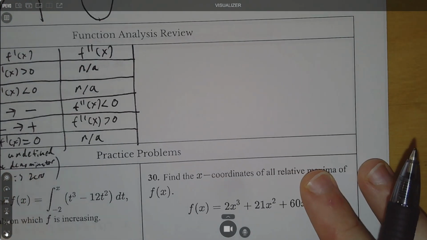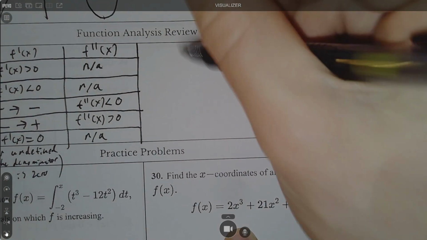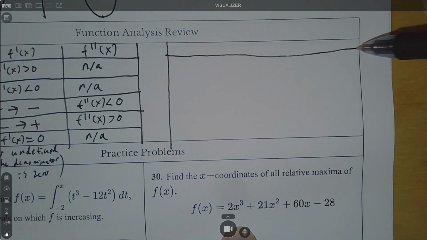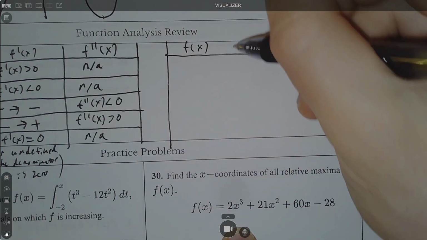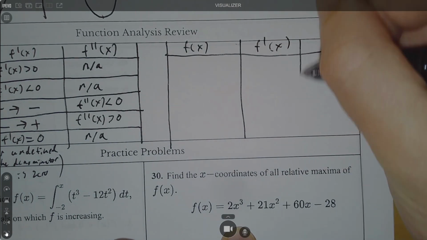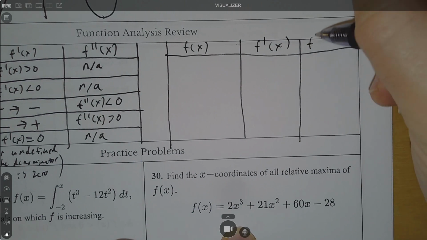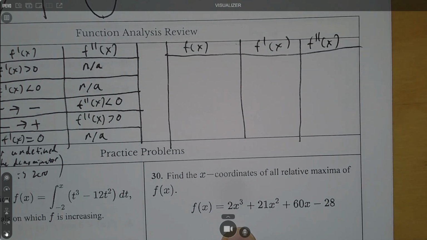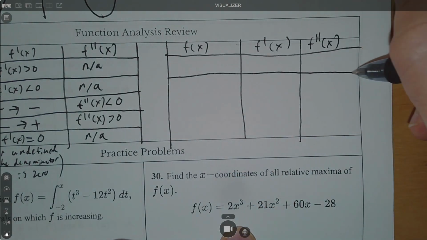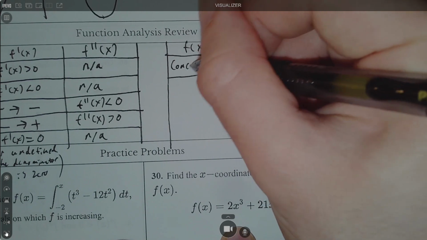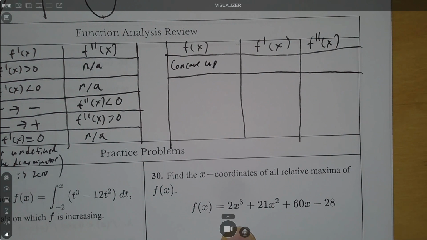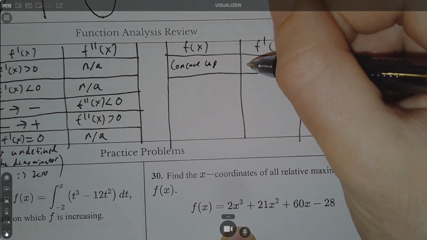Okay, let's do the other side of things. We also have a chart over here, but for the second derivative, we have the function, we have the first derivative, and we have the second derivative. So if the function is concave up, that means the first derivative is increasing.